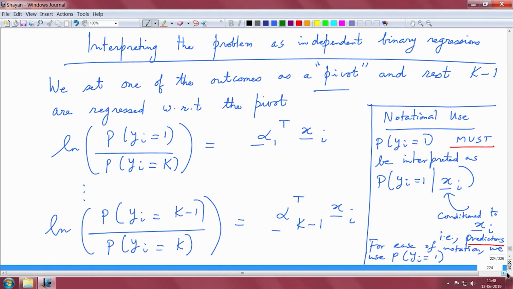Now we would like to interpret this K class classification problem in terms of independent binary regressions. For the binary regression it was very easy because we could take the odds. There were only two cases, 0 with respect to 1 or 1 with respect to 0, and we could simplify the problem. But for a K class problem we cannot take the odds like this, but the idea is pretty straightforward.